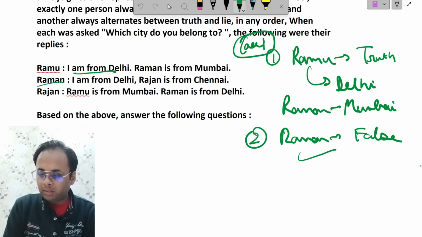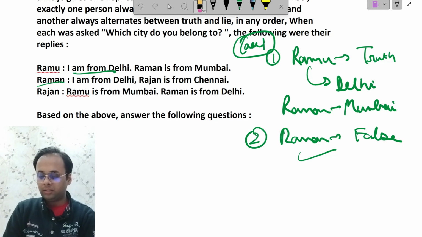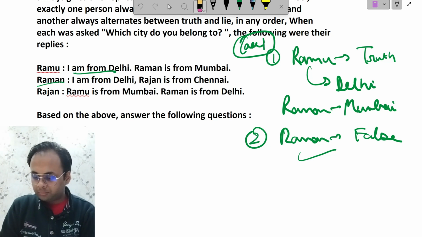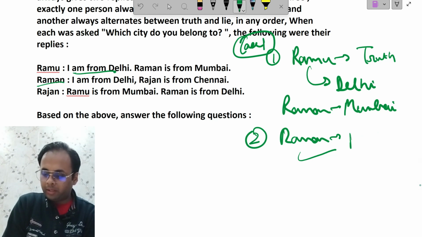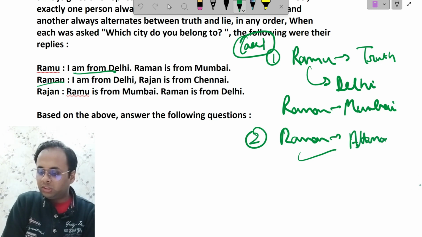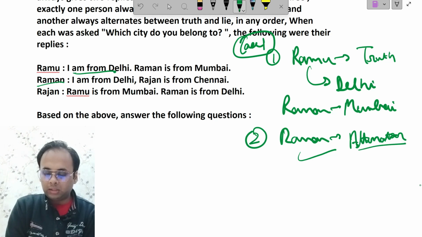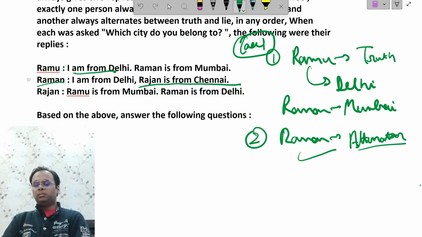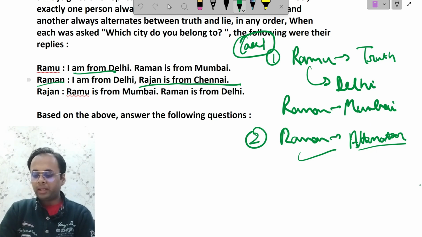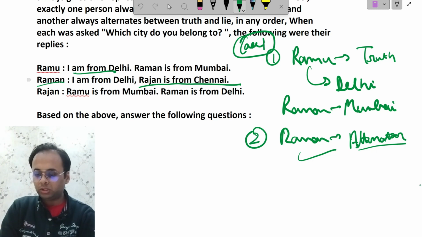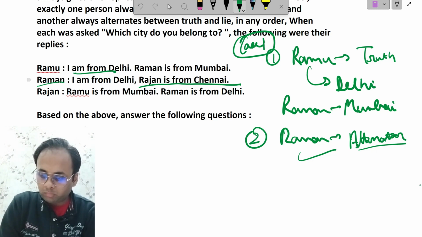And Raman is actually not the false person, but he is an alternator, because this statement cannot be false. Rajan is from Chennai cannot be false, because we have already made the assumption that Ramu is the truth teller, and as per it, Ramu is from Delhi and Raman is from Mumbai. So Rajan has to be from Chennai in that case. It is understood.